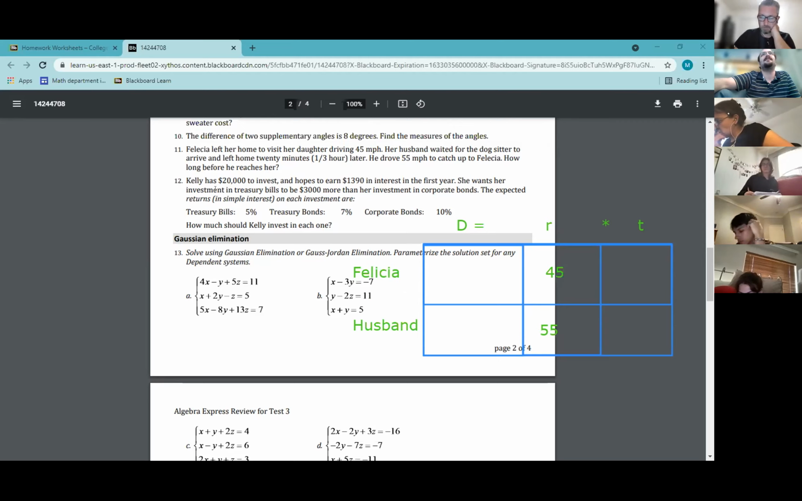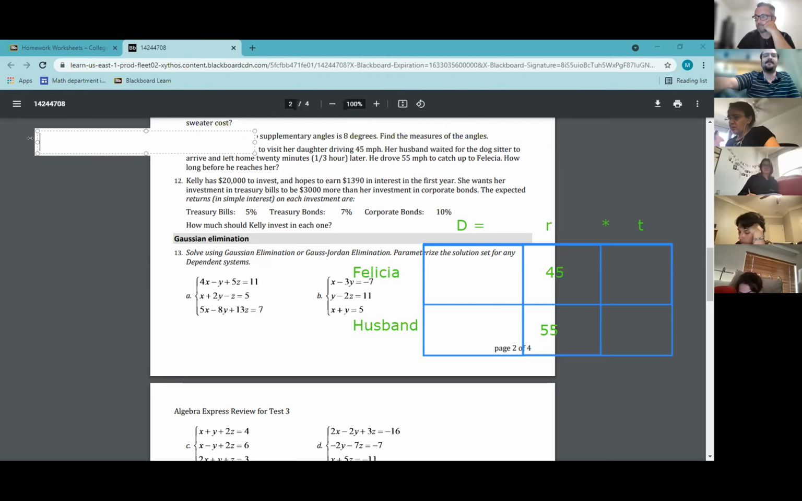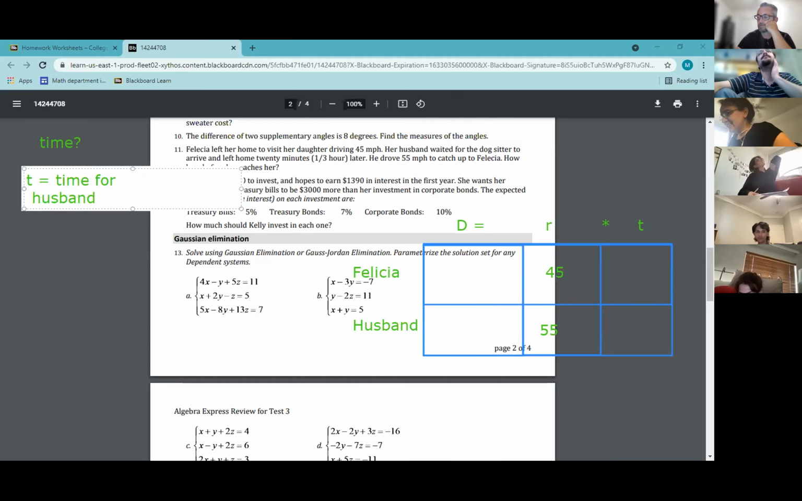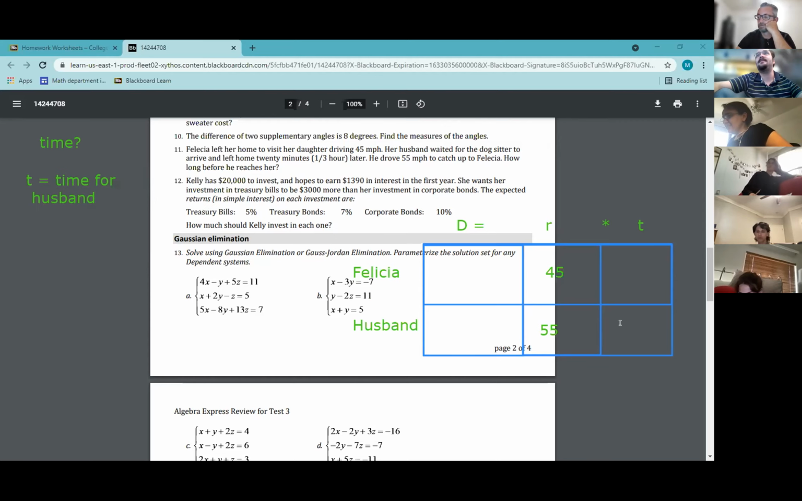What do we want to know? What are they asking? How long it will take for them to catch up? They're asking how long, so it's a time question, right? So we want to know time. We probably want some variable. I'm going to do t equals time. Do we want to do the husband's time or Felicia's time? The husband's time, please. We want to do the time for the husband. So this one is T.